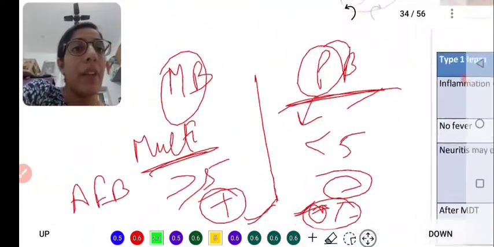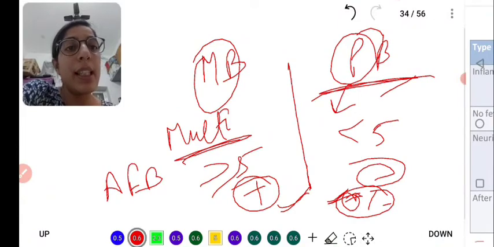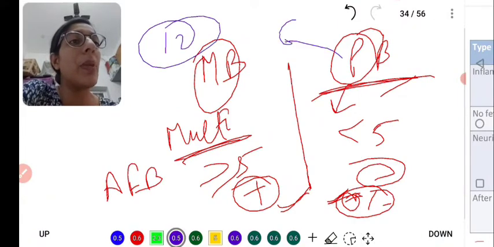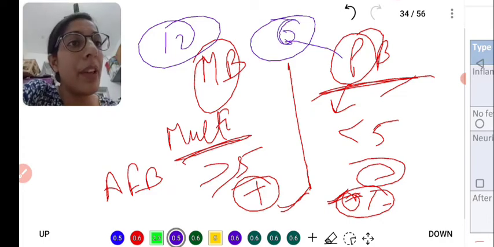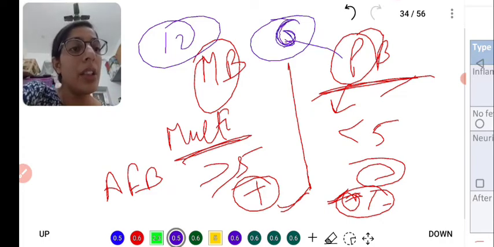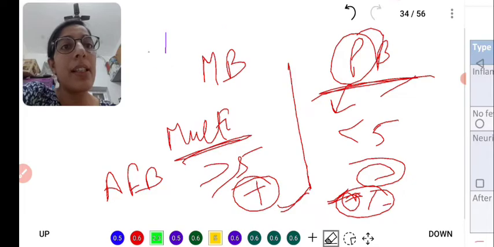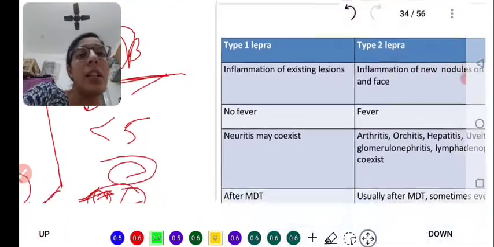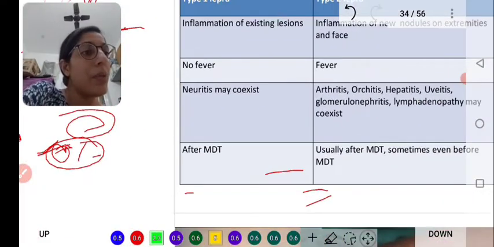For them, we give the treatment for 12 months and 6 months: 12 months for the multibacillary and 6 months for the paucibacillary. During the treatment, we give 3 drugs, that is rifampicin, clofazimine and dapsone. I hope you already know these drugs. Let's see one unanswered question.